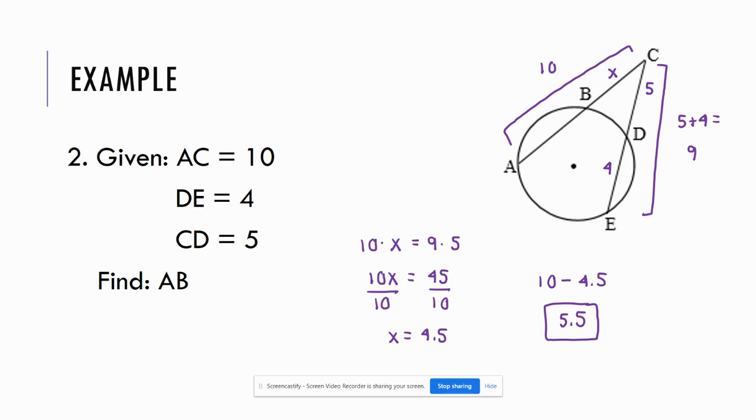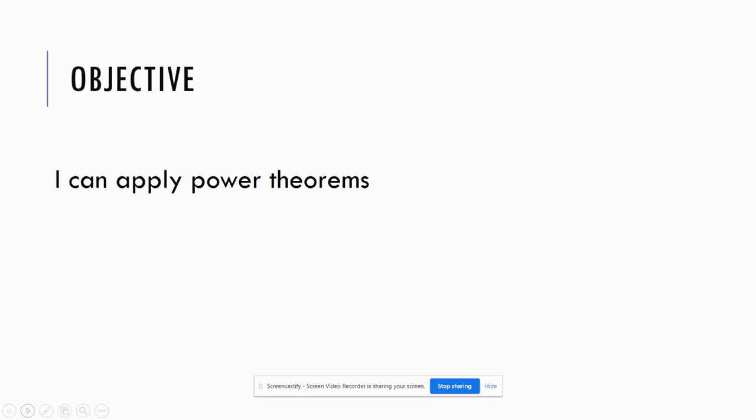So just be careful what you represent x as, and make sure that that is truly what your final answer is. In this case, my x was not my final answer. So these are our 3 power theorems.